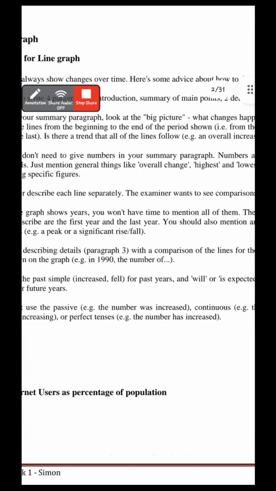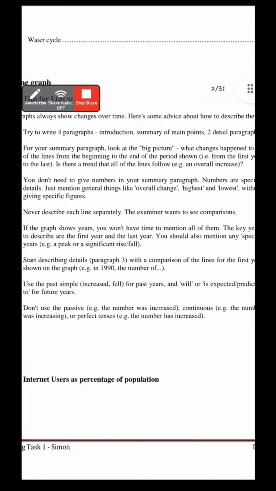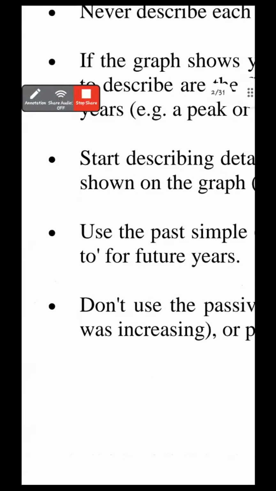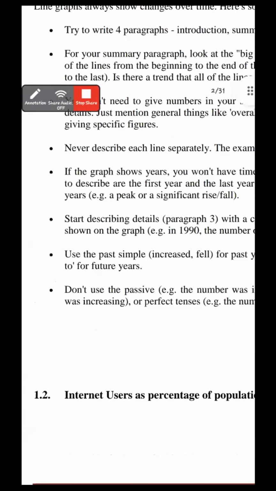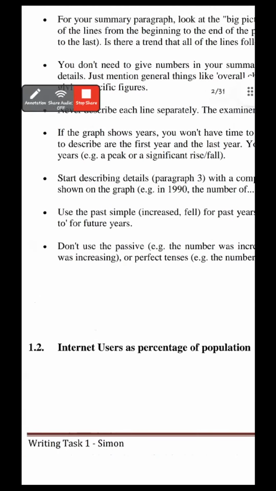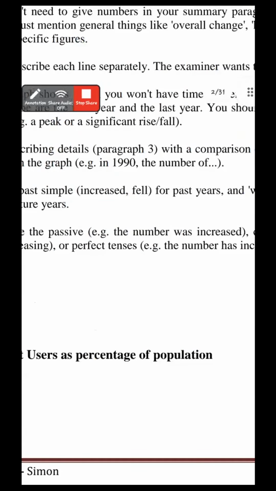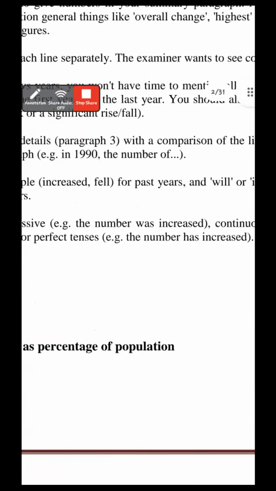And for future years, you would say will. This will happen, or this will increase, or is expected or predicted to increase. These are the words that you need to use, all right? And also, don't use the passive form, for instance, the number was increased. Don't use that. Or the continuous, like the number was increasing. Or perfect tenses, like the number has increased. No, don't use that.